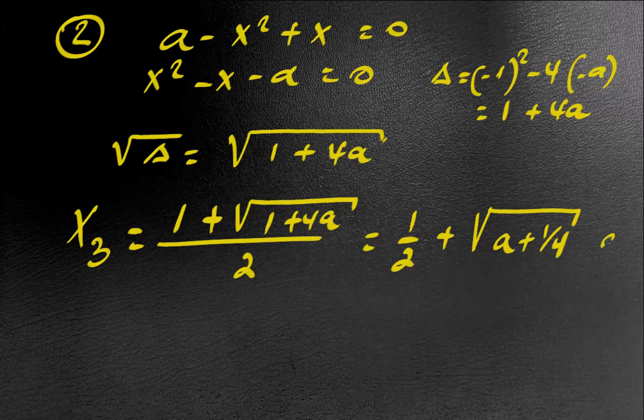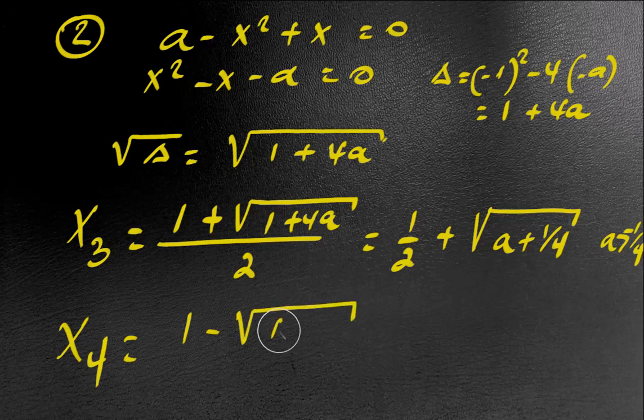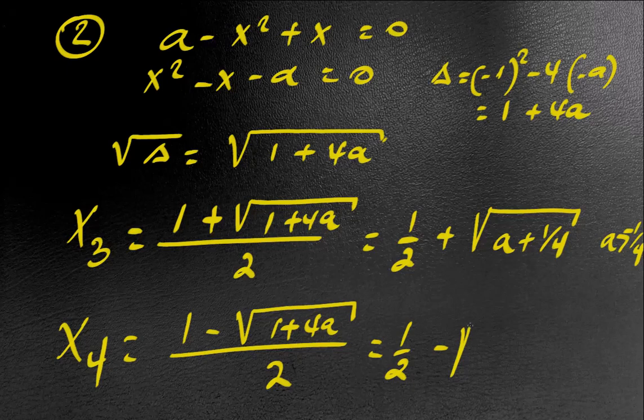Let's say a is greater than negative 1/4 here, just to make it positive under the radical, and x4 is 1 minus square root of 1 plus 4a over 2, which is equal to 1/2 minus square root of a plus 1/4. Again, a greater than negative 1/4.